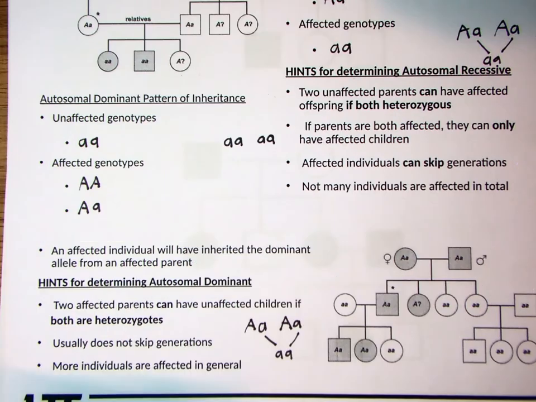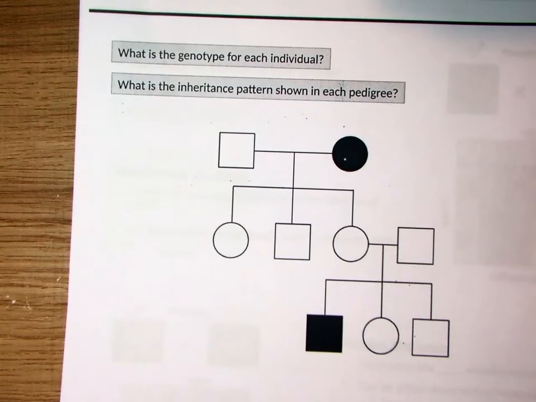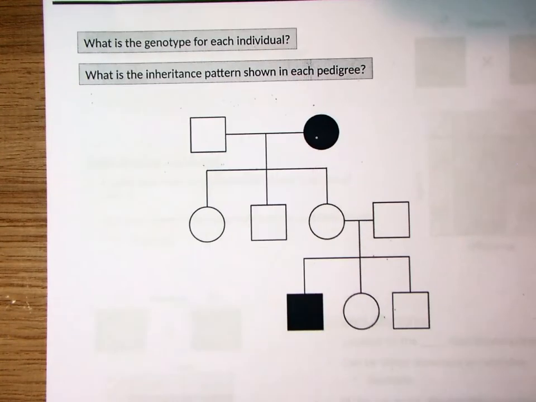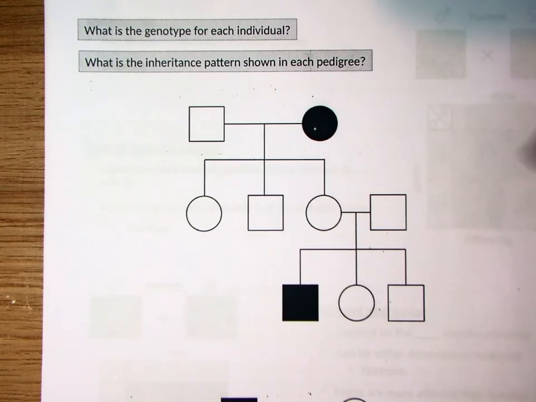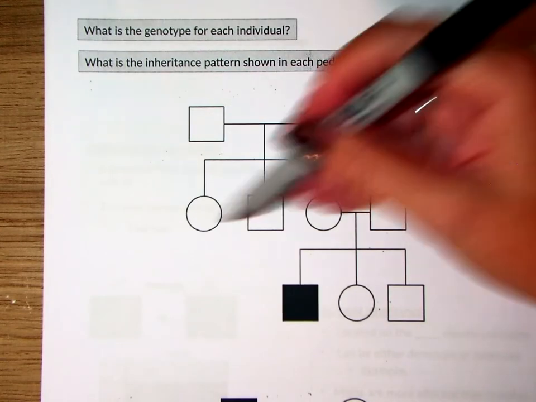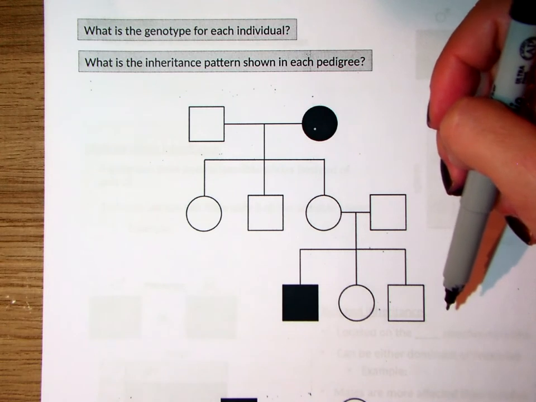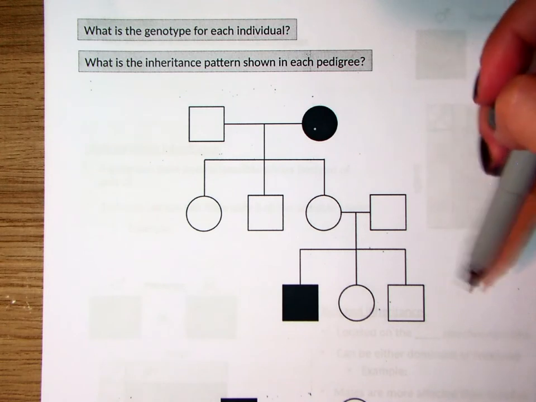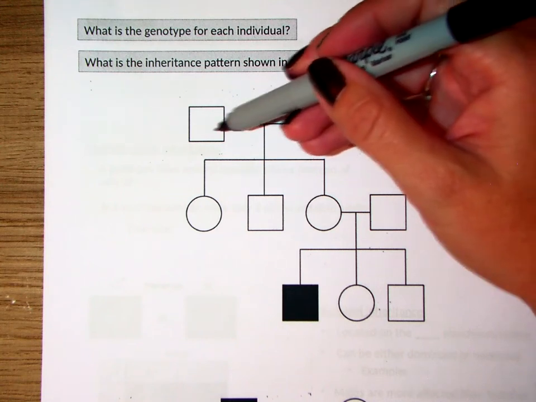So let's move along here, do some practice of this. So you'll be shown examples like this. So what is the genotype for each individual? So it wants us to say whether each of these are big A, little a, or little a, little a. And remember, the squares are males, the circles are females, horizontal line represents a marriage, and then those connected are the offspring.